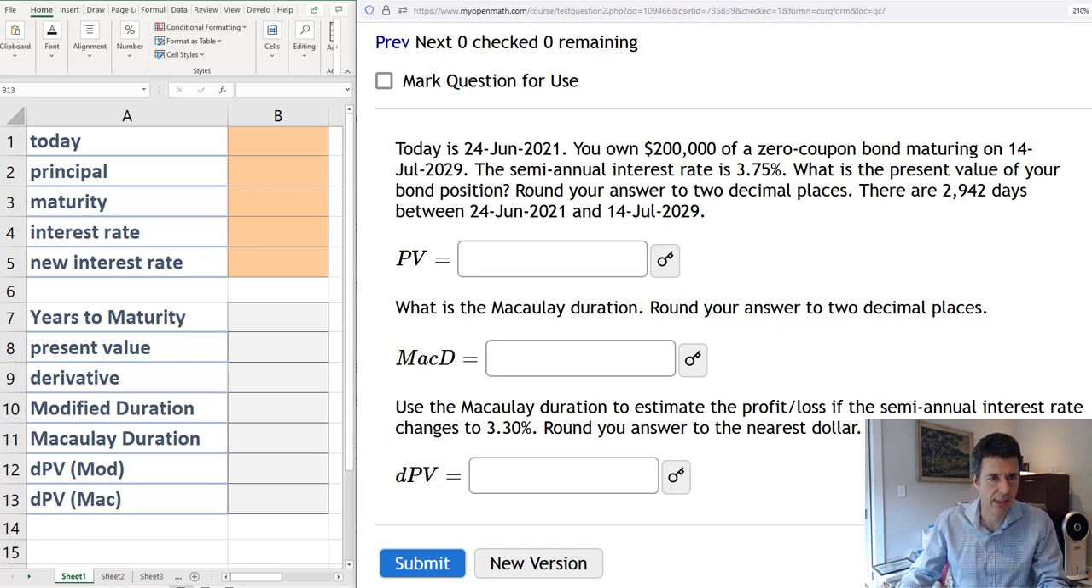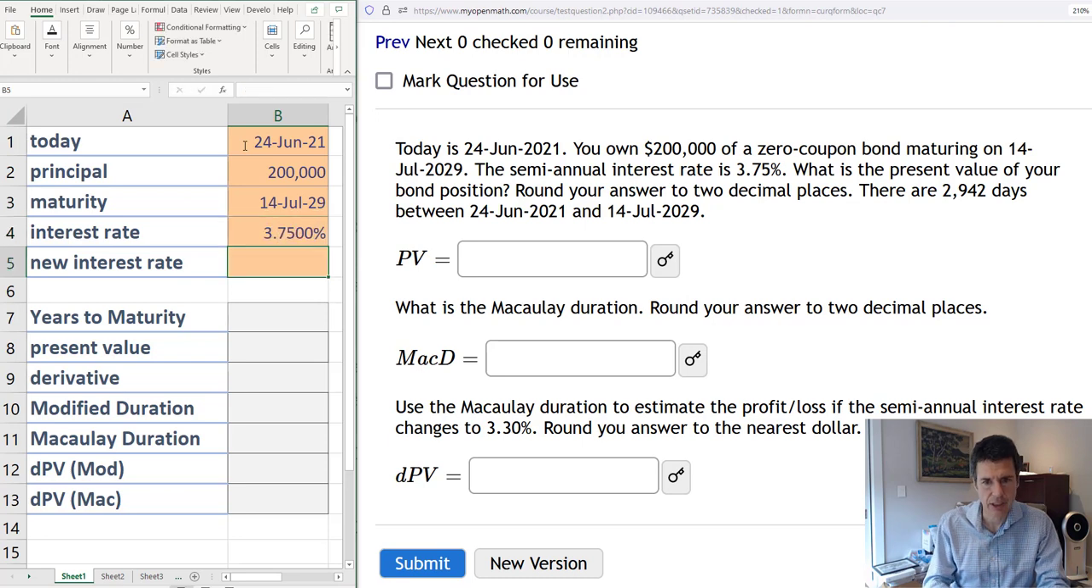Okay, so I've got an Excel spreadsheet set up to do this work because the calculations are a little easier there, or at least easier for me. So I'm going to put our data into the spreadsheet. June 24th, 2021. The principal is $200,000. The maturity is July 14th, 2029. The interest rate is 3.75%, and eventually that's going to change to 3.3%.